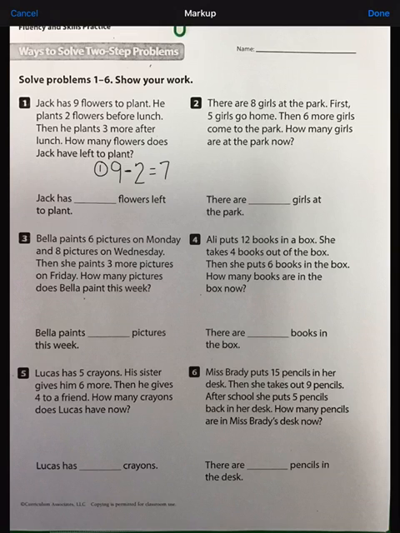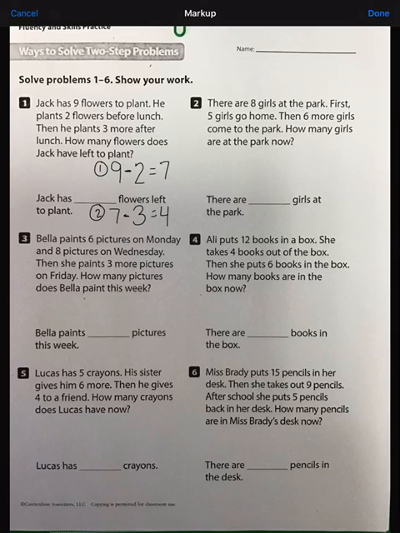Now, step 2 would be taking that 7, and it says he plants 3 more after lunch, okay? So that's another 3 that I'm going to be taking away, because he planted 3 more. So let's take away that 3 plants. Okay, so when I do 7 minus 3, I get 4. So that means he has 4 flowers left to plant.